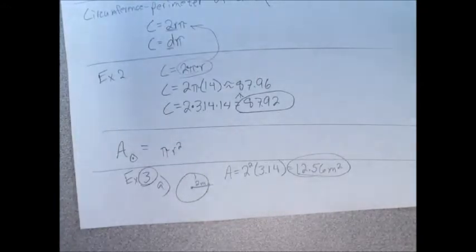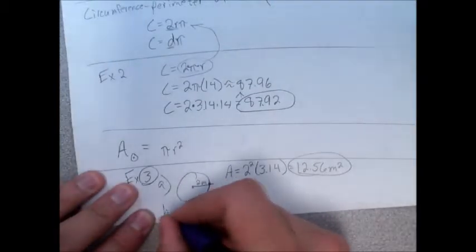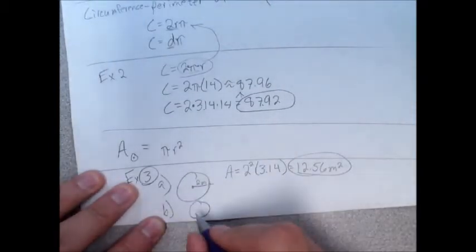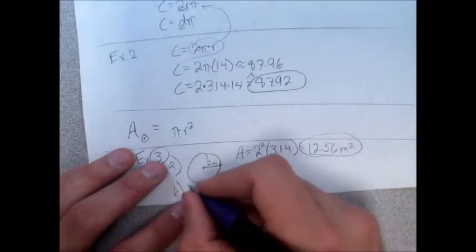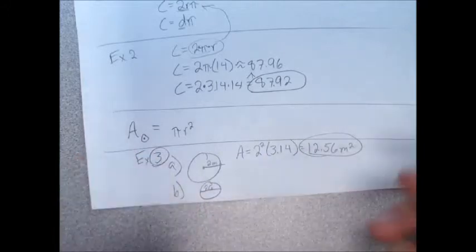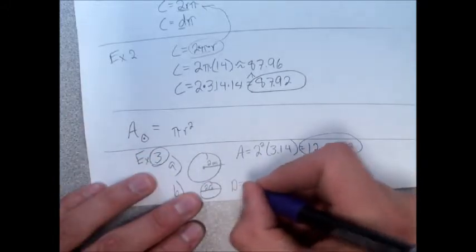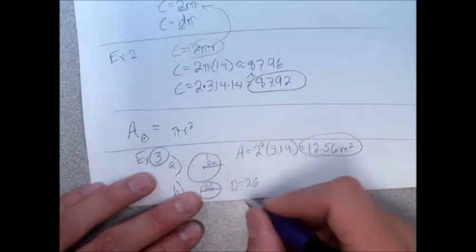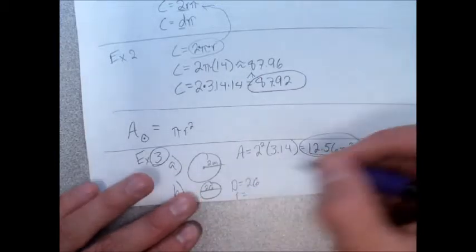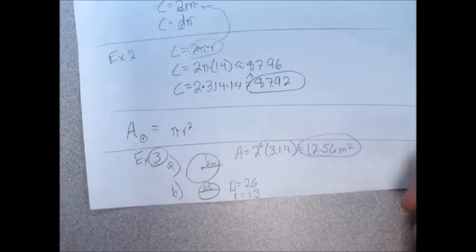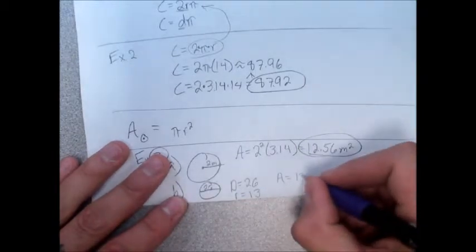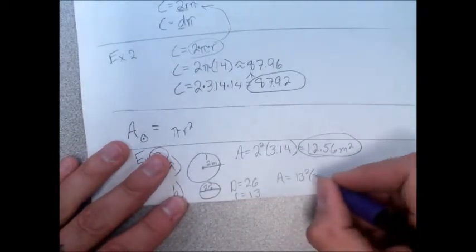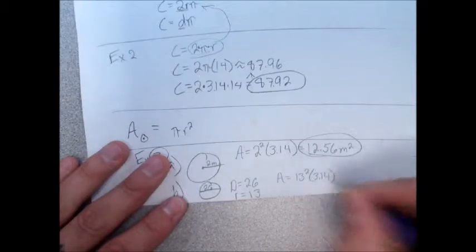All right. Example B gives us something slightly different. It gives us another circle, but this time it gives us a total diameter, kind of drawing this one small, of 26. So I need to find the radius. My diameter is 26, therefore what is my radius? 13. I just divide it by 2, right? And then I can plug into my formula. The area of this circle will be 13 squared, multiplied by 3.14, since we're using 3.14 in our calculation.